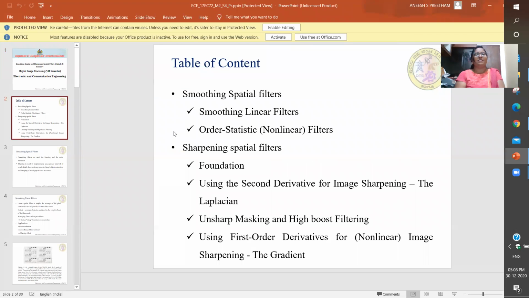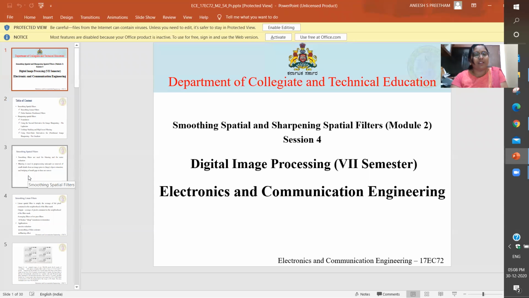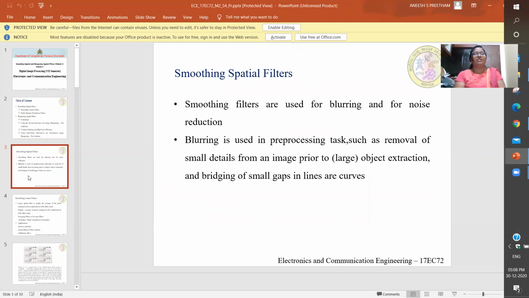So for today's session 4, I'm going to brief topics like smoothing spatial filters, smoothing linear filters, order statistic filters, sharpening spatial filters. Under this foundation, using the second derivative of image sharpening, the Laplacian, unsharp masking, and high boost filtering, using first order derivatives for image sharpening, that is the gradient, are to be discussed. So let us see the topic.